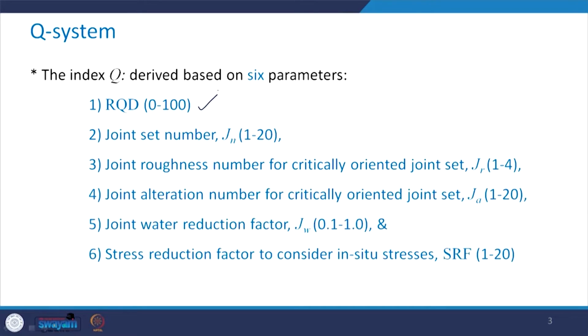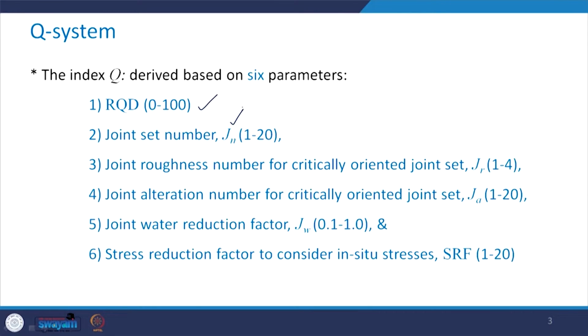In this case again we have 6 parameters based upon which the index Q will be determined. The first parameter is RQD, rock quality designation, and the rating of this can vary between 0 to 100. The second one is joint set number, JN, for which the range of the rating is from 1 to 20.